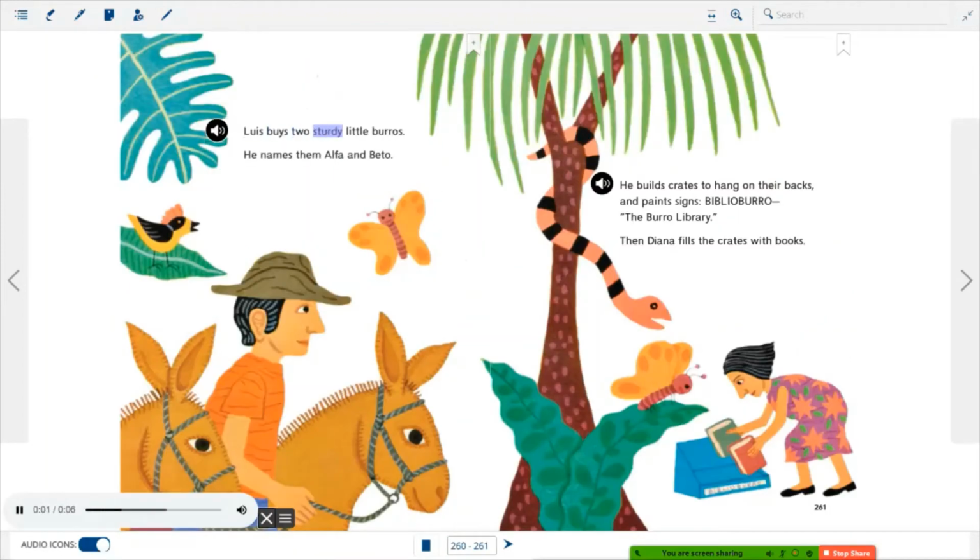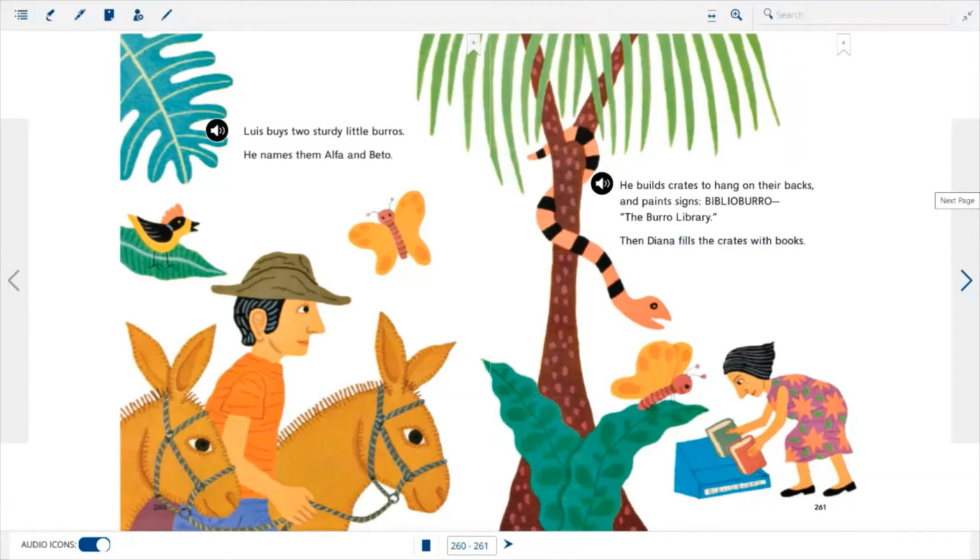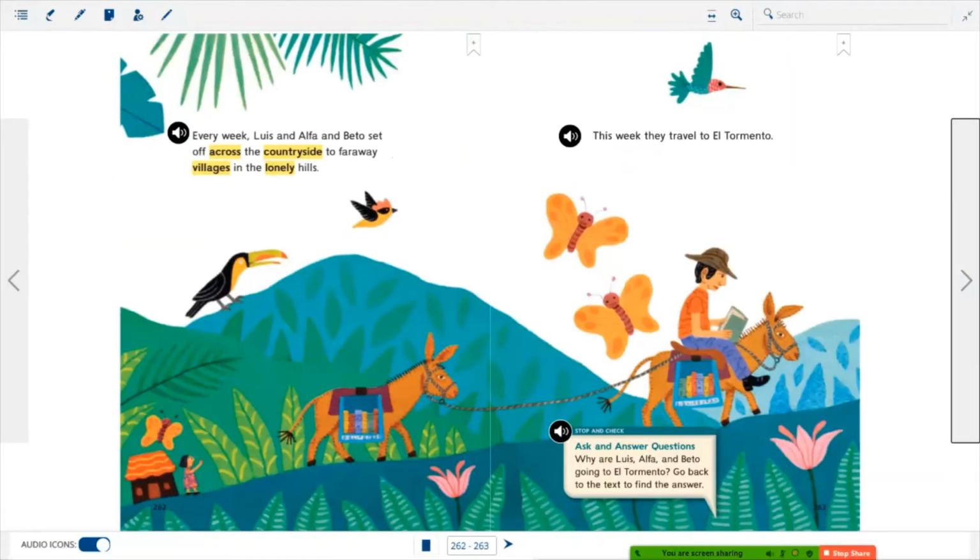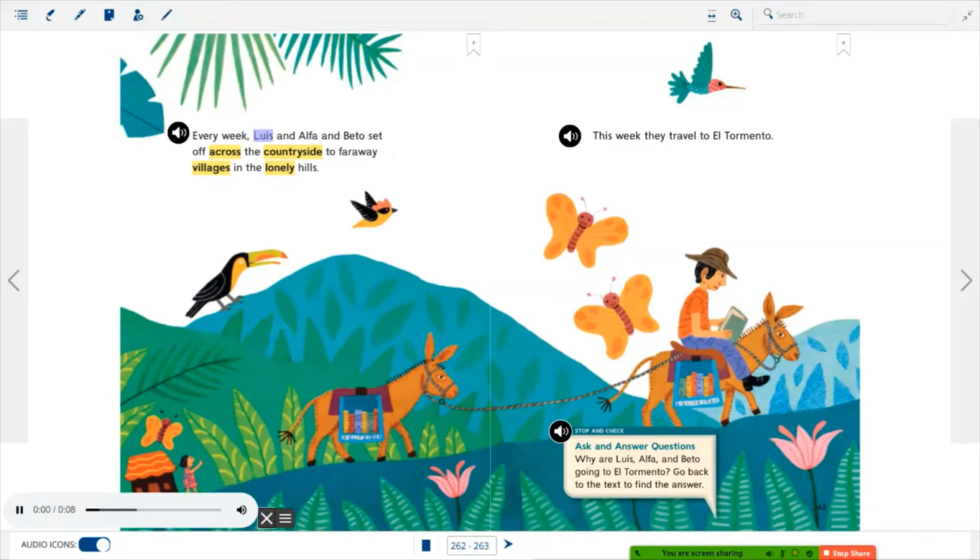Luis buys 2 sturdy little burros. He names them Alpha and Beto. He builds crates to hang on their backs and paints signs. Biblioburo, the burro library. Then Diana fills the crates with books. Every week, Luis and Alpha and Beto set off across the countryside to faraway villages in the lonely hills. This week, they traveled to El Tormento.